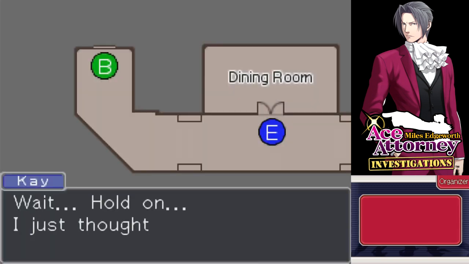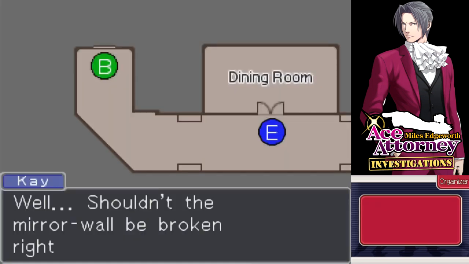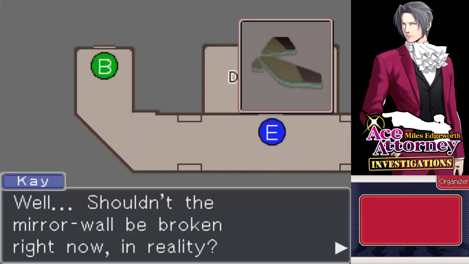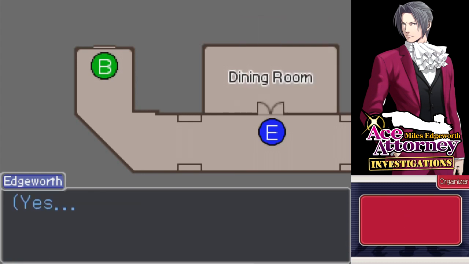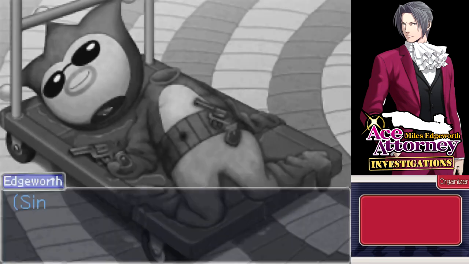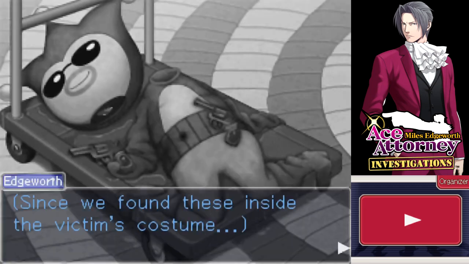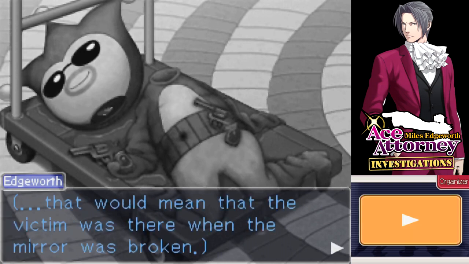Wait. Hold on. I just thought of something. Yes? Well, shouldn't the mirror wall be broken right now in reality? Since we have a few shards of it, we can probably assume it is. Yes, most definitely it is broken. The question is, when was it broken? Since we found these inside the victim's costume, that'd mean that the victim was there when the mirror was broken.